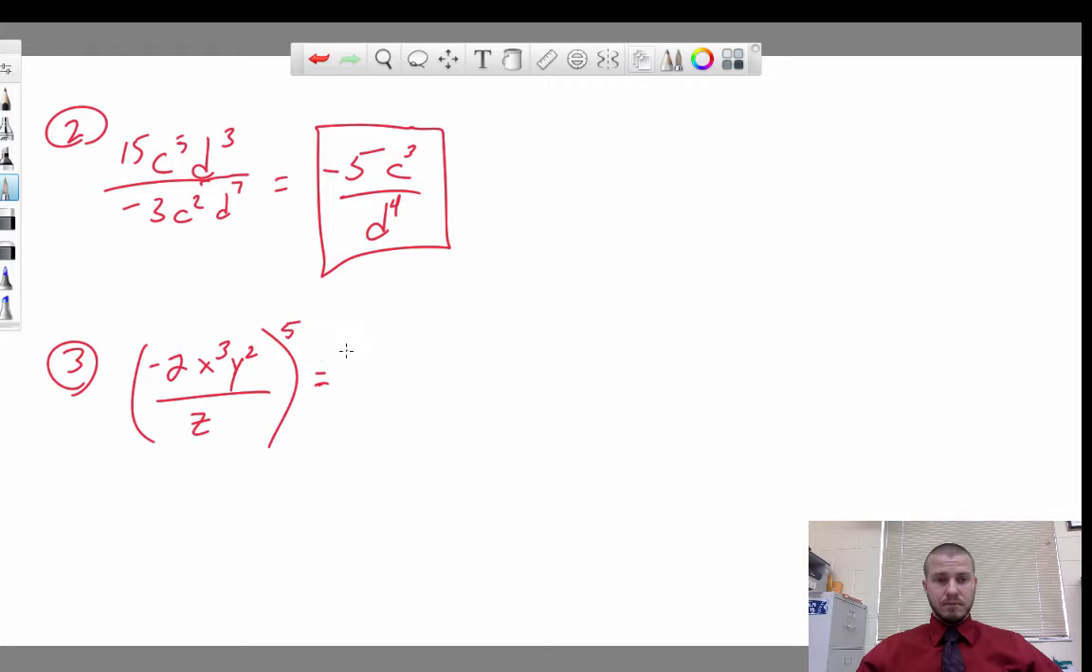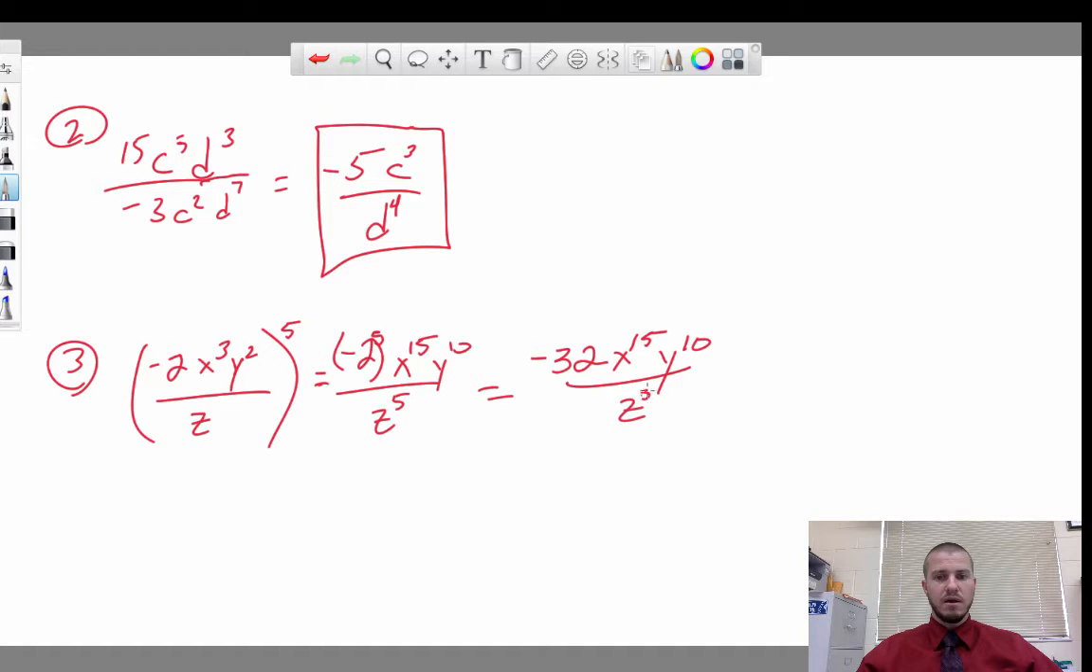Number 3, you got to move that, basically distribute this exponent to each exponent. Distribute this 5 to all the exponents. So I have negative 2 raised to the fifth, x, and this becomes x to the 15th, 3 times 5. This becomes y to the 10th, 2 times 5. And the z exponent is a 1, so that becomes a 5. And then negative 2 raised to the fifth, it's odd, so it stays a negative. 32 is 2 times itself 5 times. So negative 32, x to the 15th, y to the 10th, over z to the 5th.